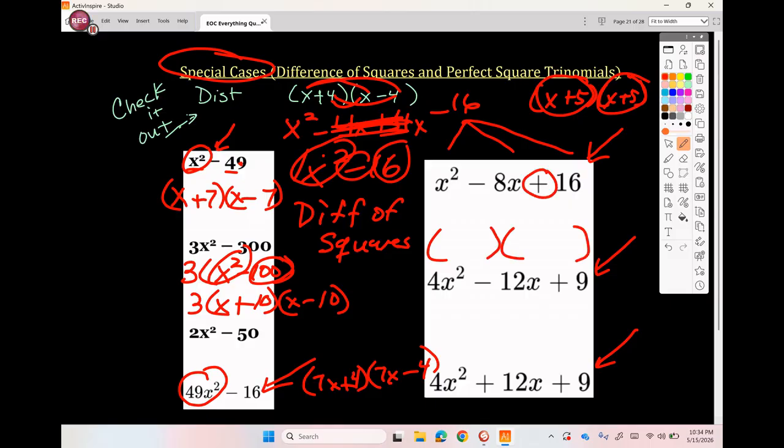If the last number is positive, the signs are the same as the middle. So x on both sides with a minus minus. And now what times what gives you 16? 8 times 2, 4 times 4. Stop right there because 4 and 4 give you 8.